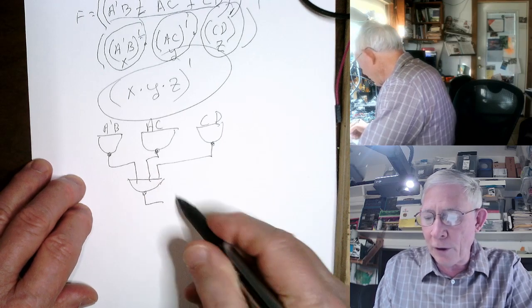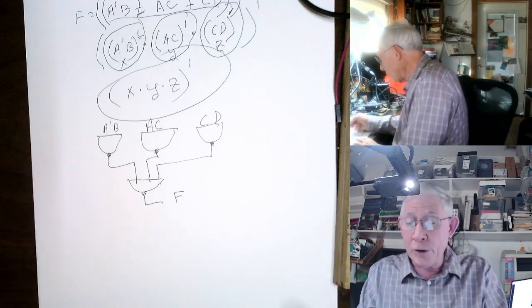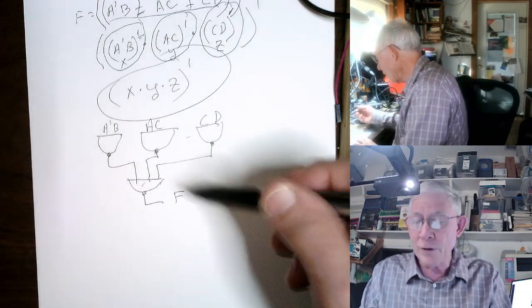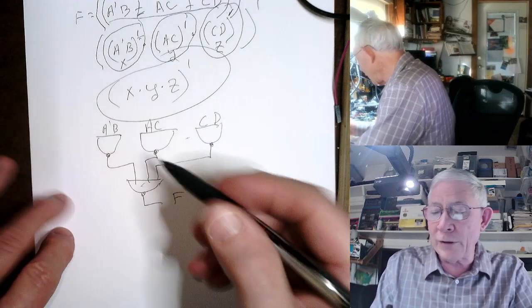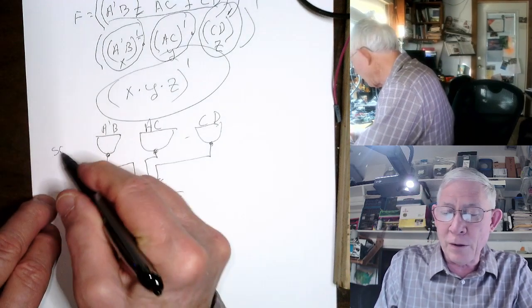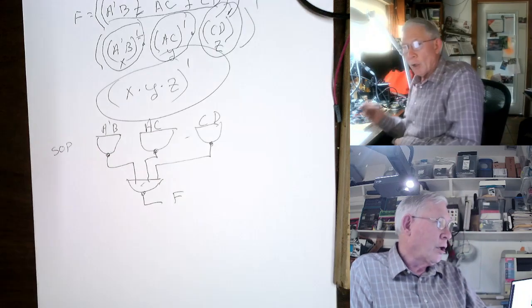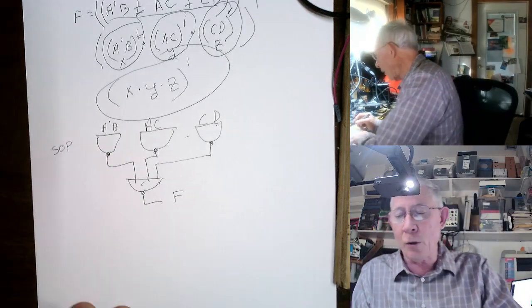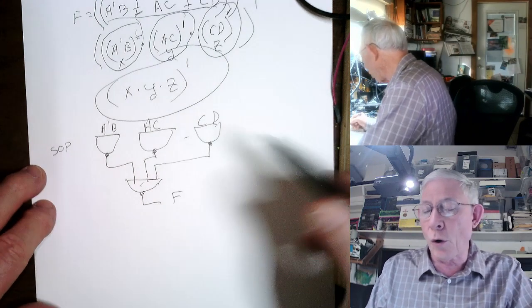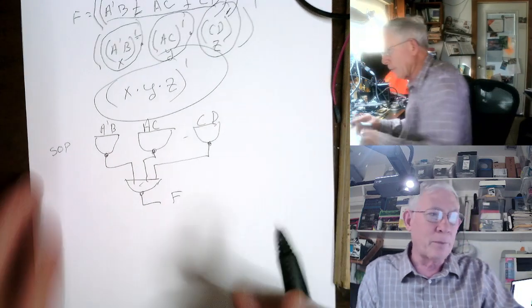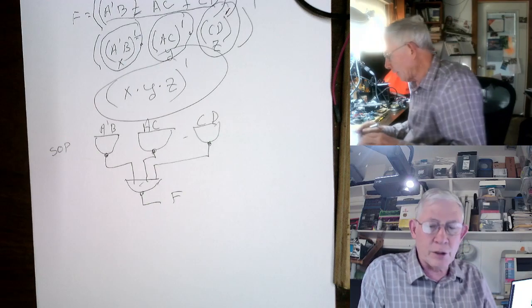And this is your output F. So it's a NAND network. Whenever we want to convert to NAND, we have to start with SOP. If, on the other hand, we want to go to NOR, then we have to start in POS form. So let's look at that.